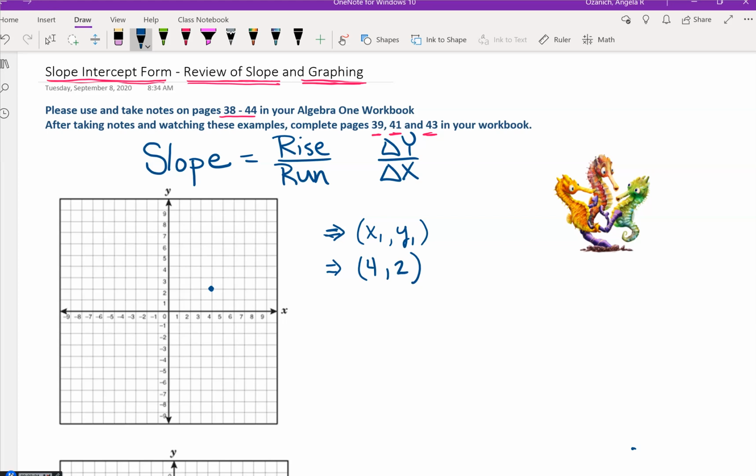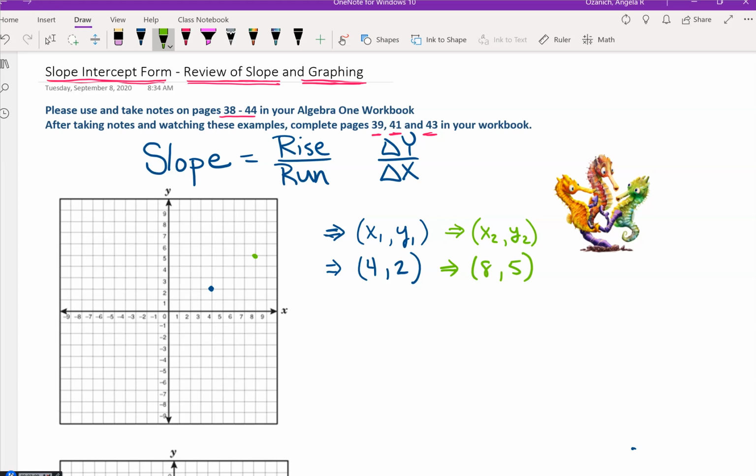Okay. And then a second point, and we'll call that point x sub 2, y sub 2, and that just stands for the second point. So the little 1 in the first coordinate just meant it was our first point. The little 2 down here as a subscript just means it's our second point. And let's pick a point right here. Let's pick (8, 5). 1, 2, 3, 4. Let's see. 1, 2, 3, 4, 5. Perfect. Right there. And that's the point (8, 5).